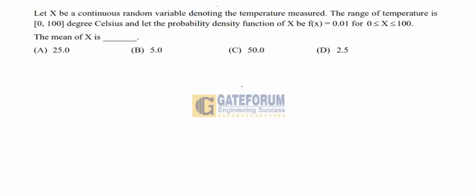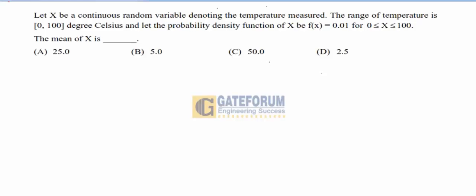Hello, ladies and gentlemen. This is the general ability part of electrical engineering of GATE 2021. Let us complete the following questions.